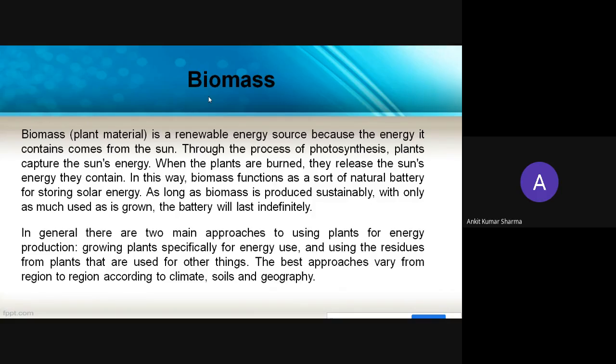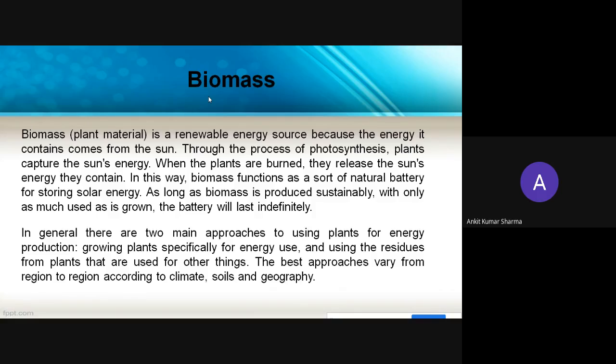As long as biomass is produced sustainably, with only as much used as is grown, the battery will last indefinitely. This is a battery that can last for an indefinite time, not a definite-time battery. In general, there are two main approaches to using plants for energy production: growing plants specifically for energy use, and using the residues from plants that are used for other things. The best approach varies from region to region according to climate, soil, and geography.